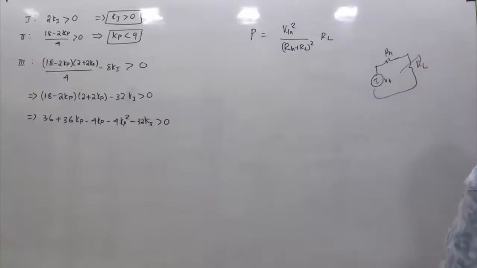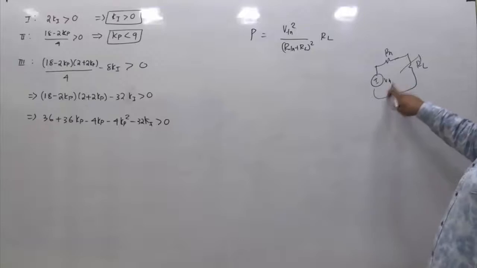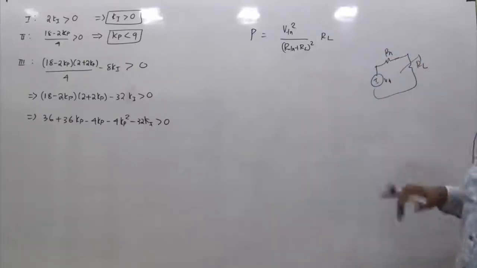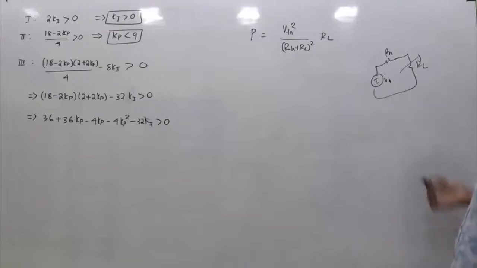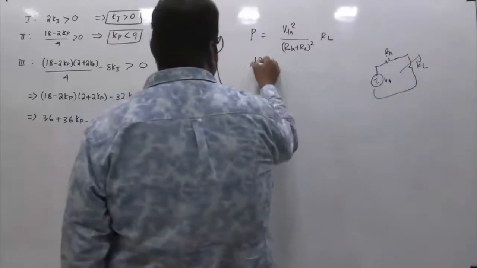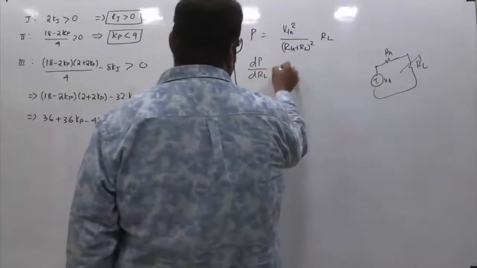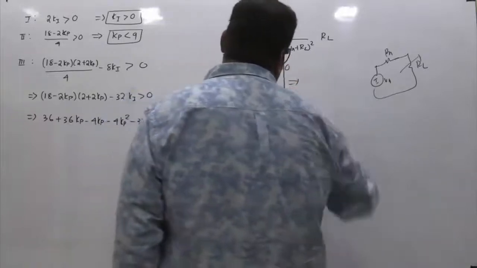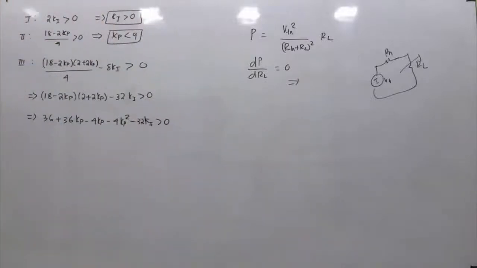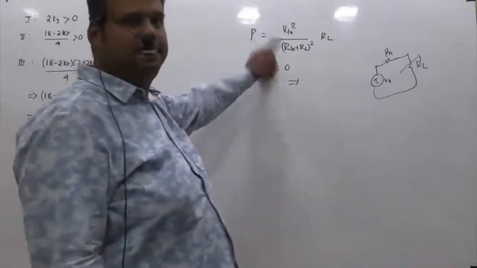The power expression is given by current square, and current is Vth by Rth plus RL. So when we ask for what value of RL this is maximum, what is the approach we used to take? We used to do it like this: dP by dRL equals 0. From this equation we get the value of RL where it will be maximum, and then we substitute that value. So in this one we get P max.